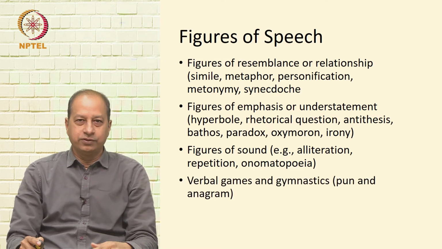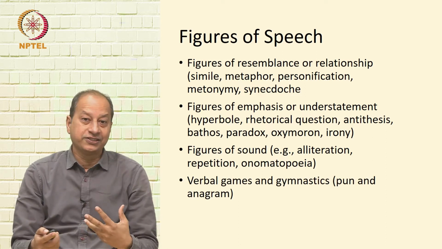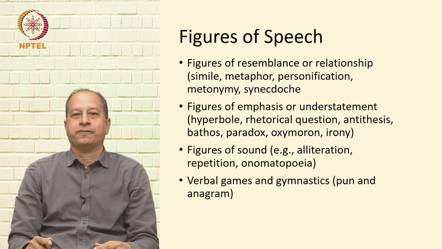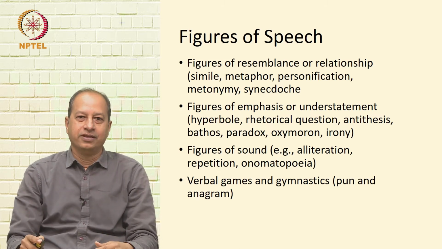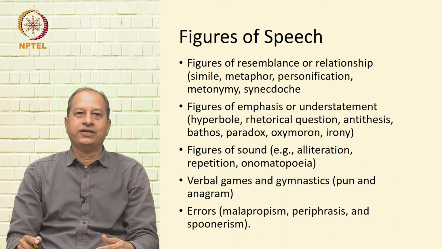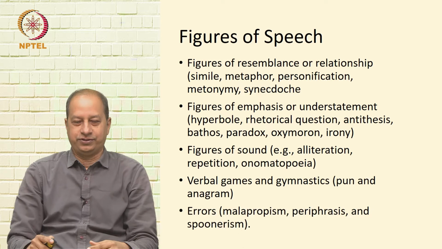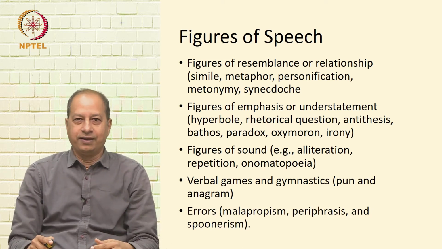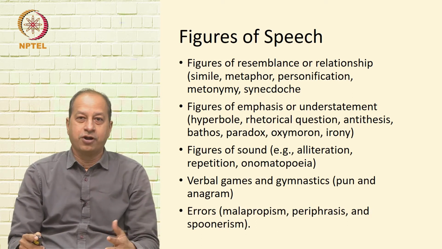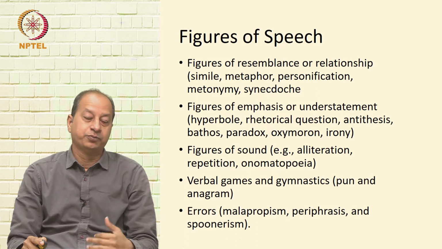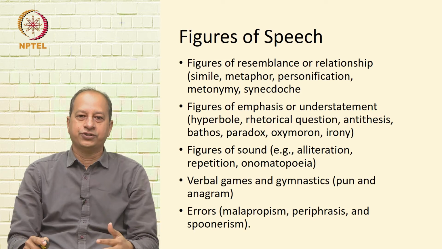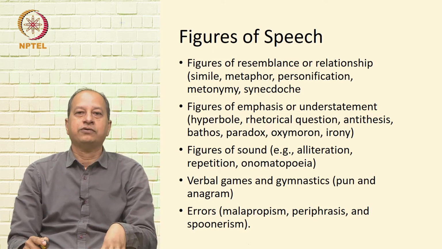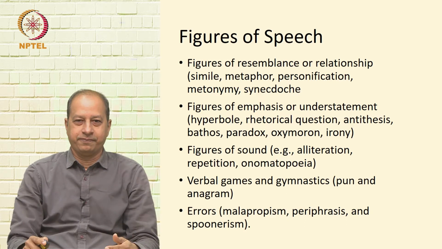So we come to verbal games and gymnastics that also happen through language, like pun and anagram. Then we come to errors in language. Language can also go absolutely chaotic at times. So for example, malapropism, periphrasis, or spoonerism. There are some examples that can make language erroneous, although they also perform a certain role.